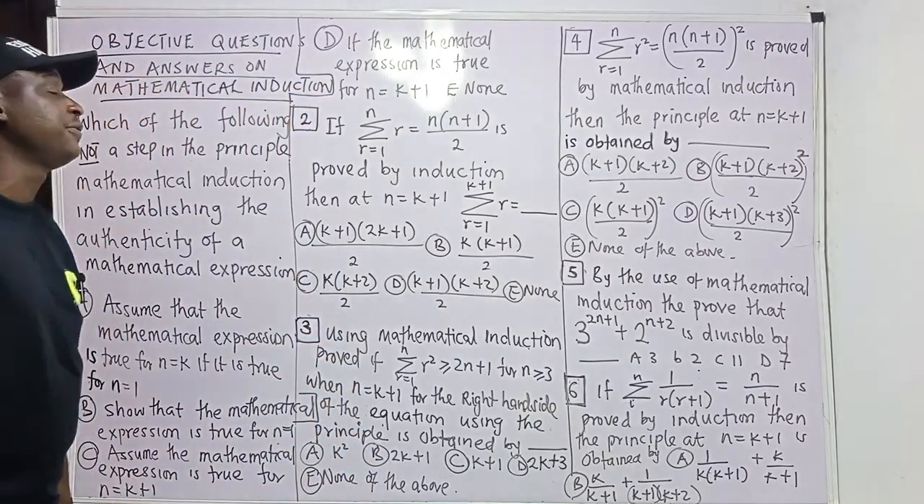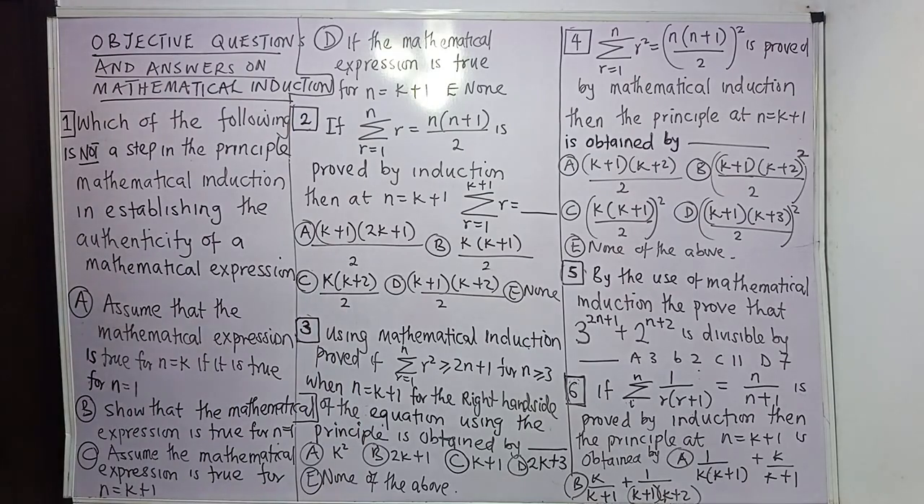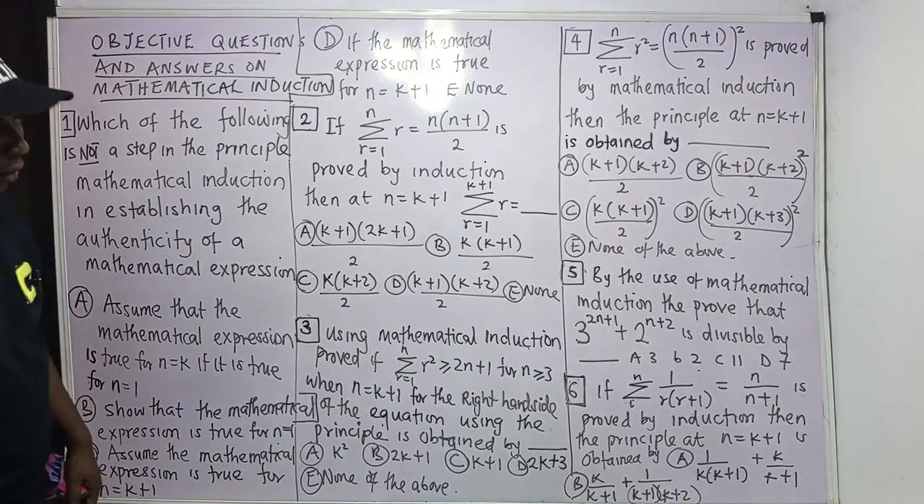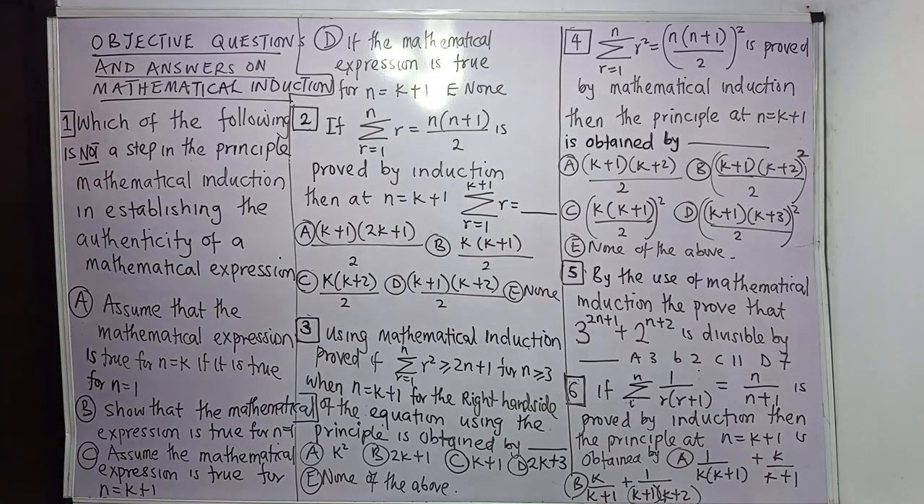We want to look at the objective part of this particular question, and we'll be looking at all these questions one after the other. We have about close to 8 questions we want to solve. We have 6 on the board already, so we want to quickly do that.